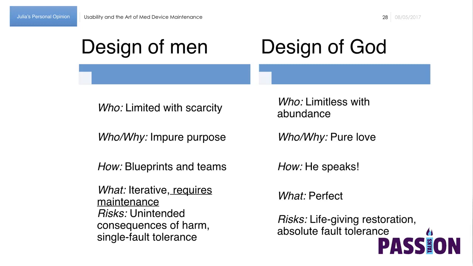That also emphasizes the other part of the process. Our human design is very iterative and generally always requires maintenance of some form, as you've heard some examples of, whereas God's design starts at a perfect state, and with sin it got corrupted. For risk, it's very easy for man's design to be subject to unexpected or unintended consequences of harm. And usually in risk management in med devices, they'll say we can only account for a single fault failure. We don't account for the double fault.